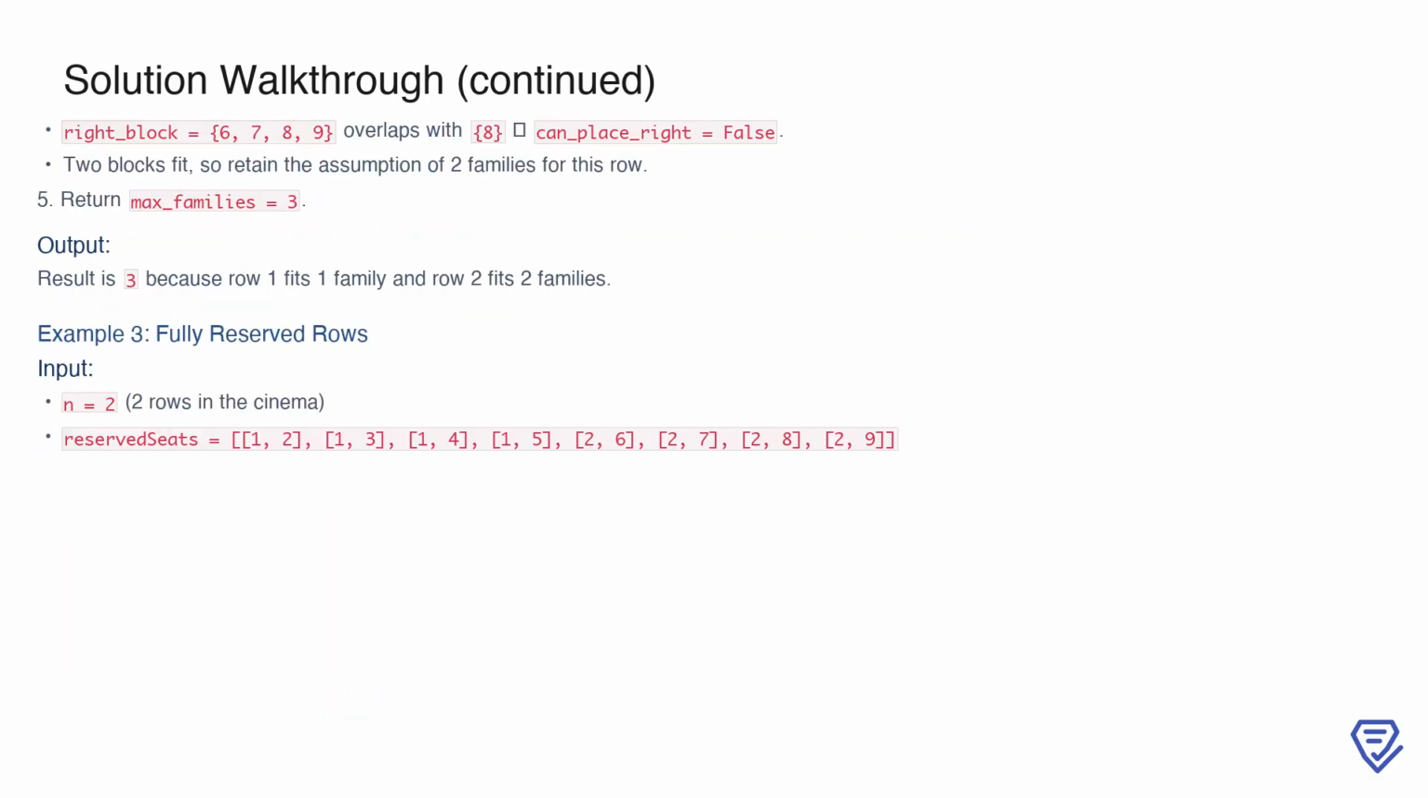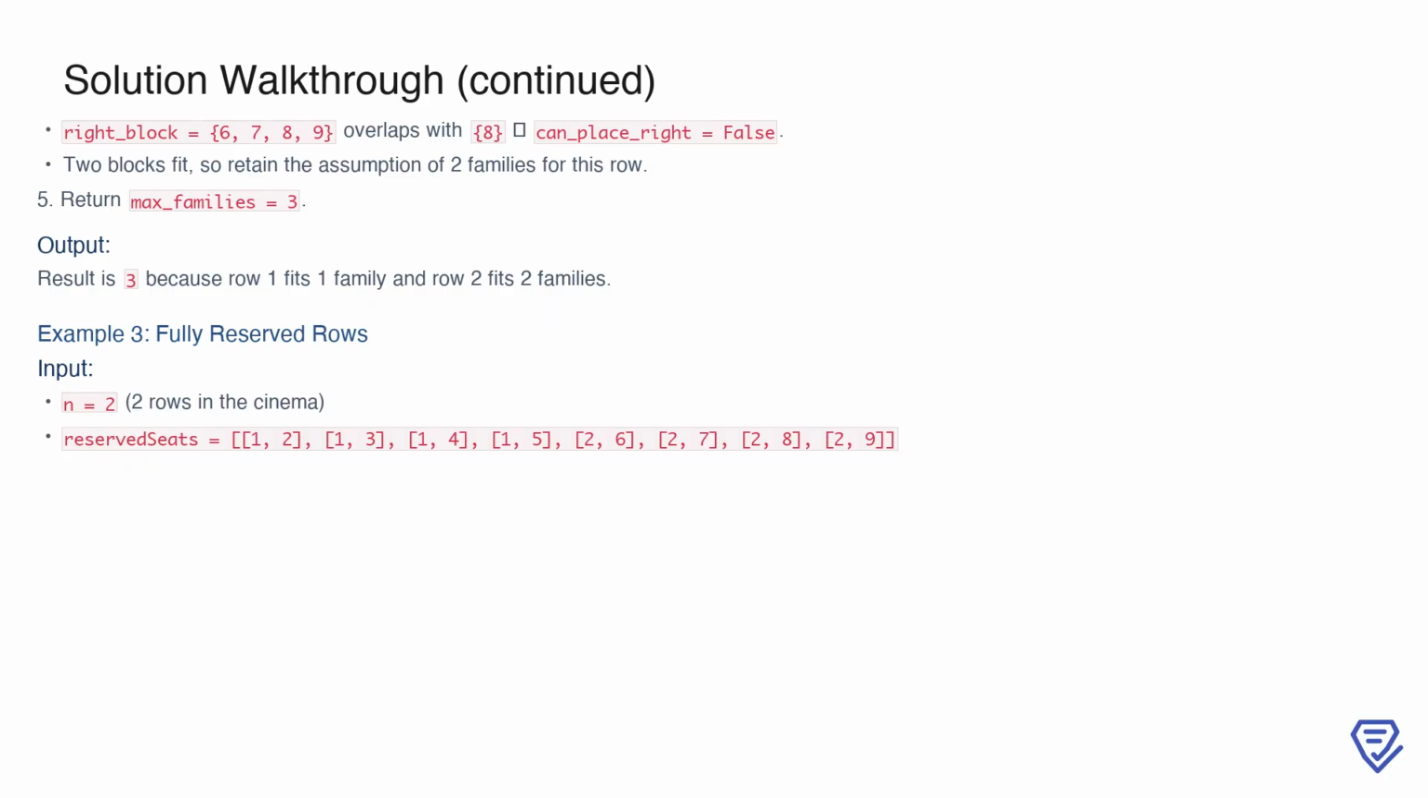For row 2, we see that the right block, 6, 7, 8, 9, overlaps with the reserved seat, 8, making it unusable. However, since the left and middle blocks remain free, 2 families can still be accommodated in this row. Thus, the total number of families remains 3. Returning this value, the result is 3 because row 1 fits 1 family, and row 2 fits 2 families.